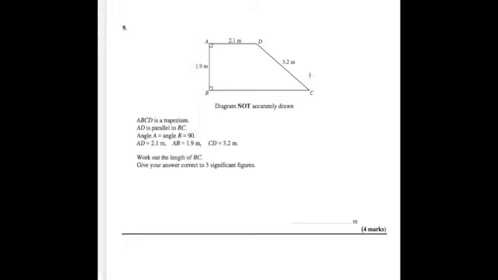You get given a trapezium, and AD, see that AD is parallel to BC, so they're running along in the same angle. Angle A is the same as angle B, which is both 90 degrees. So you know it's 90 degrees, you can use Pythagoras' theorem. You can only use Pythagoras' theorem if it's 90 degrees in a right angle triangle. AD is 2.1, with 1.9 and 3.2. Work out the length of BC, which is the bottom line.